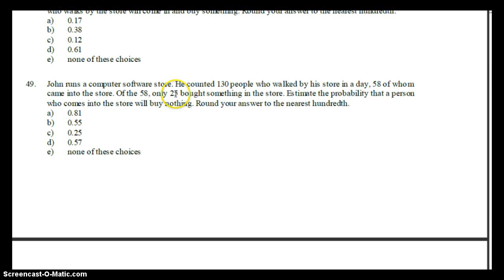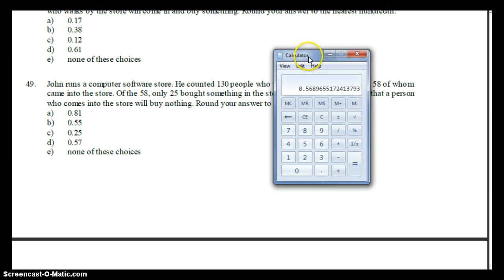So this number 25 isn't what we're going to use. Well, we kind of will. There's 58 people in the store and 25 bought something. So we really need to look at 33 people bought nothing. And that's what we're trying to figure out, the probability that someone buys nothing. So 33 out of 58 people is 0.57 when you round. So D.